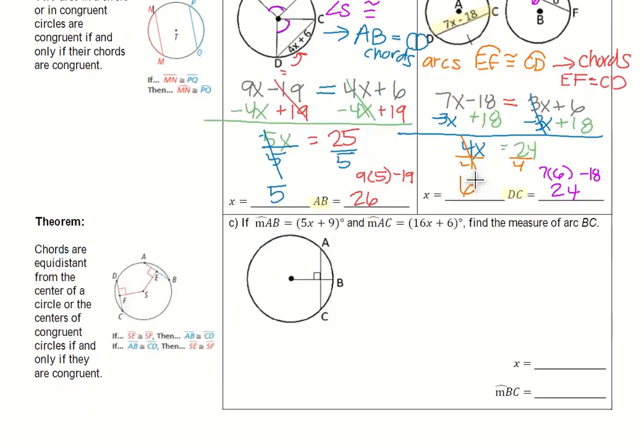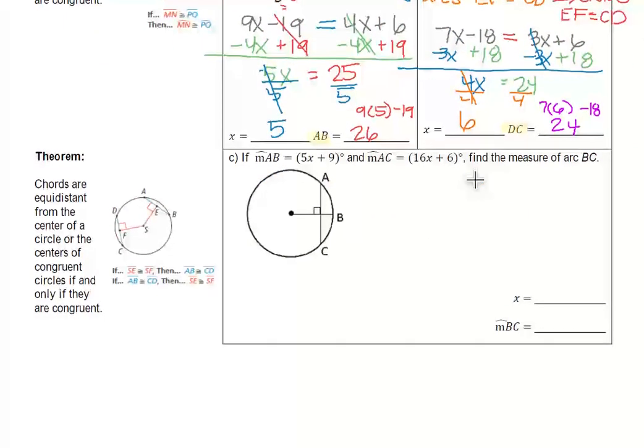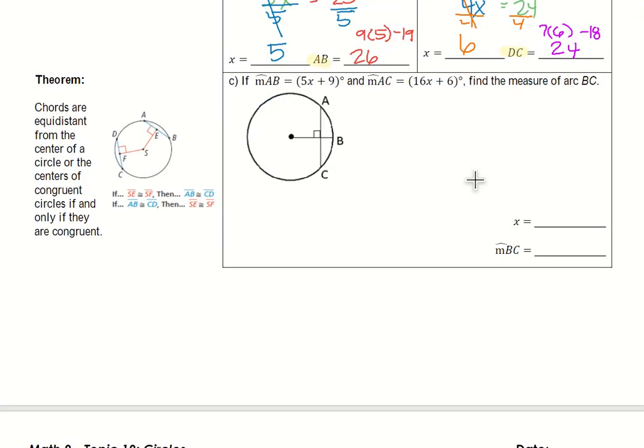Okay, so the last theorem is a little bit different. And in my theorem list, I actually left off this piece. And so what is also true is that chords are equidistant from the center of the circle, or the centers of congruent circles, if and only if they are congruent. So if I know that AB is equal to DC, then that means that SE is equal to SF, and vice versa.